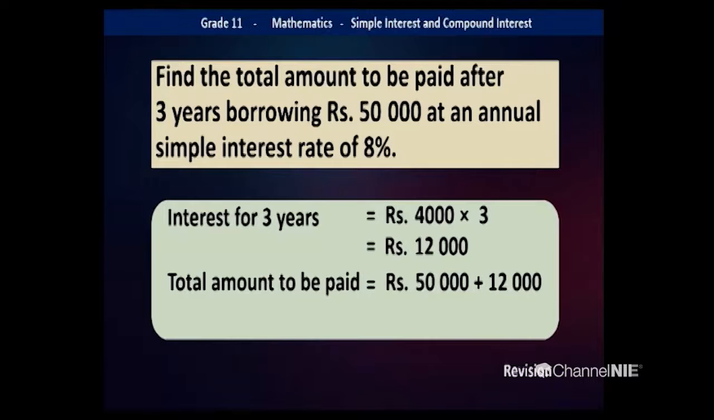Then with the 50,000 principal amount, or you call it the initial amount, plus 12,000 as the interest, you get the total amount. Total amount means principal plus the total interest. 50,000 plus 12,000, your answer is 62,000.